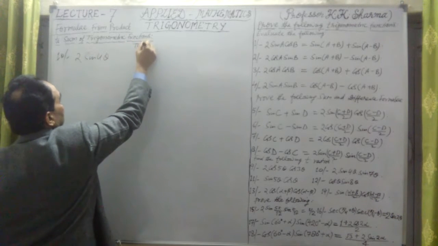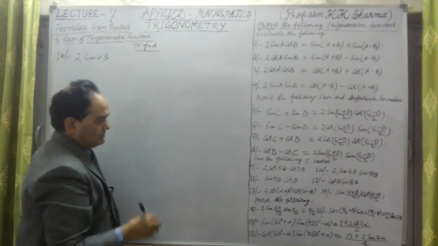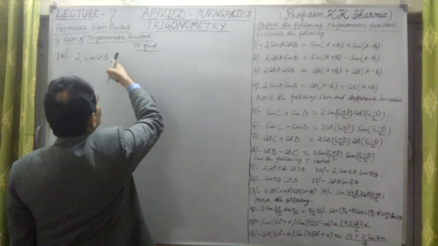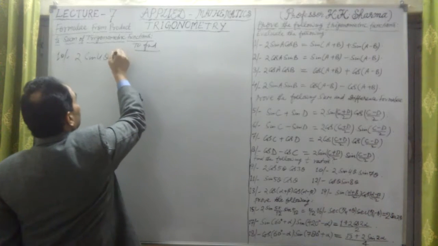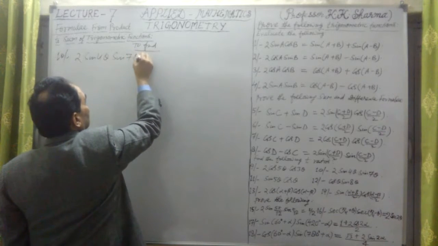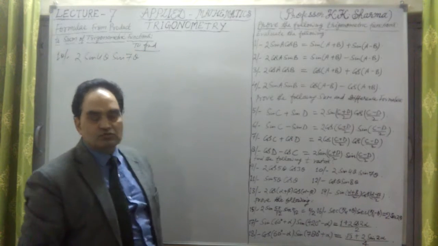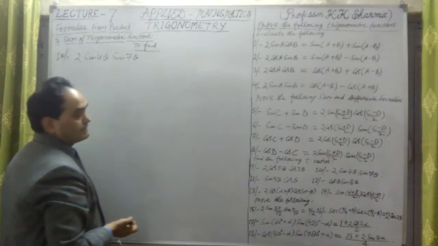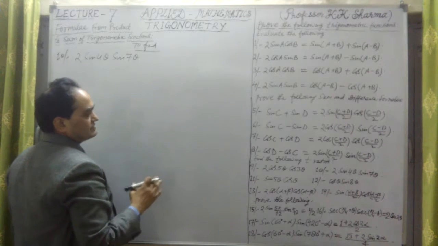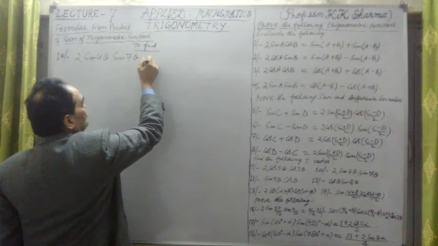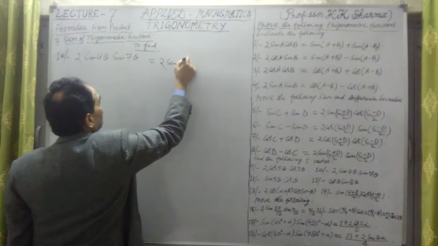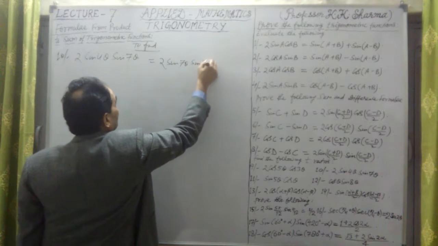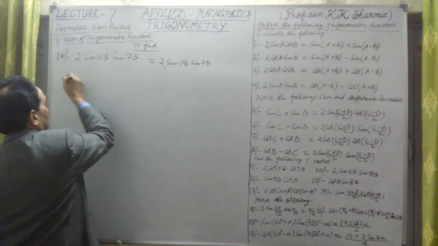Find the following trigonometric ratio, the value of the trigonometric ratio: 2 sin 4 theta into sin 7 theta. 7 theta is the bigger one. We will take it as either D or C, no problem. We write the bigger value first, which is sin 7 theta into sin 4 theta. Now, solution.